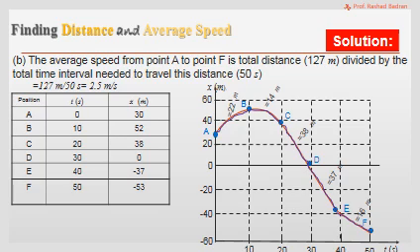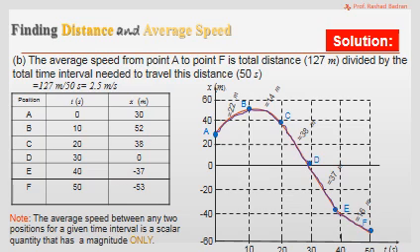So the average speed obtained is actually a scalar quantity, and its magnitude is different from that obtained for the average velocity. So it's very important for the students to differentiate between the average speed as a scalar quantity and the average velocity as a vector quantity.